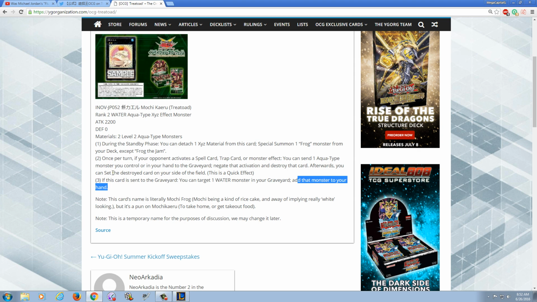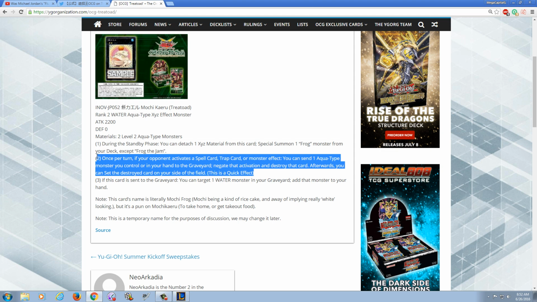But anytime this card goes to the graveyard, it pays for itself. So we always like cards that pay for themselves. And also, it's kind of weird. You don't have to actually send it from the field to the graveyard. It just says if this card is sent. So if there was some way that you could send this from your extra deck to the graveyard, it would actually trigger. I don't think that's going to happen, but if you find a way to do it, there you go. So overall, I would say this card is fantastic.